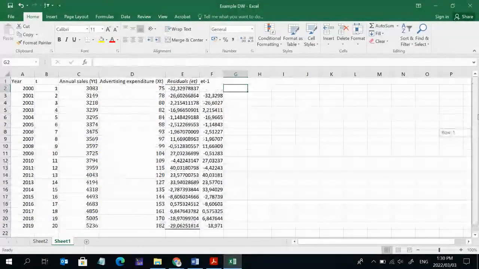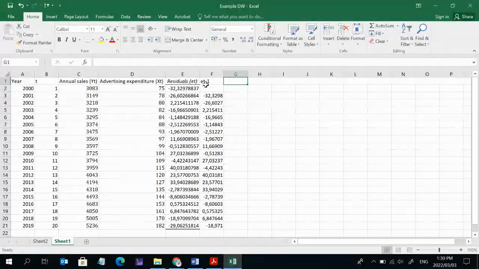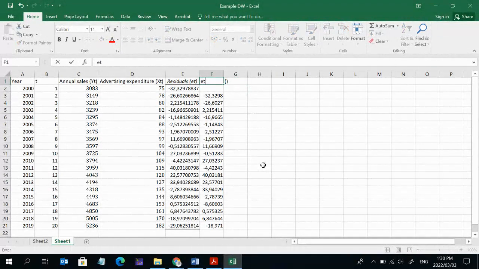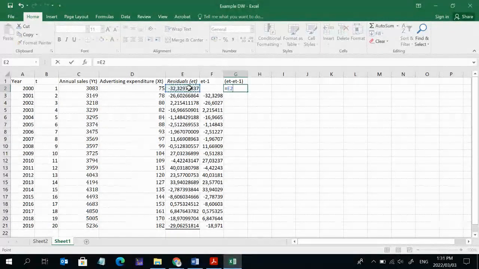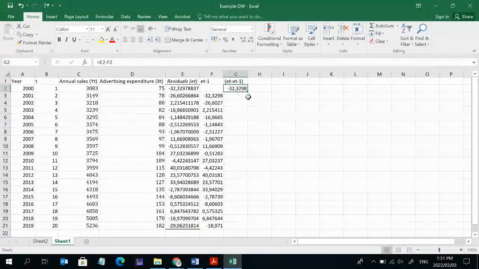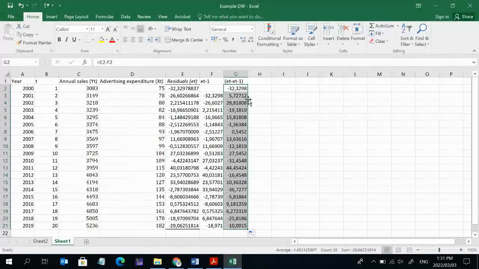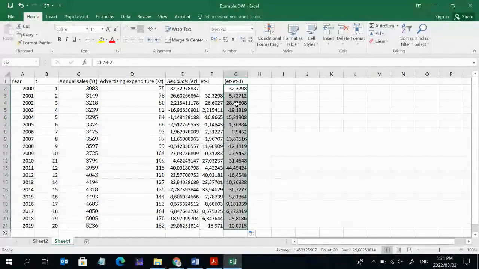Then now, the second column, I want the difference of ET and ET minus 1. So I'm going to have the difference here, which is ET minus ET minus 1. And how do I get that? It's going to be ET minus ET minus 1. So here we are going to have nothing because it's this minus nothing. But because I'm using Excel, I have to get that value.